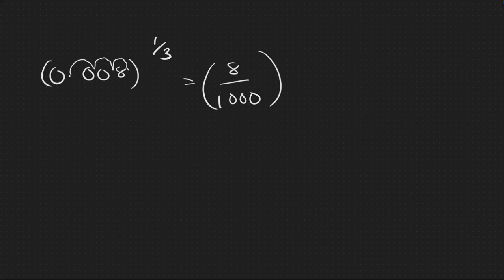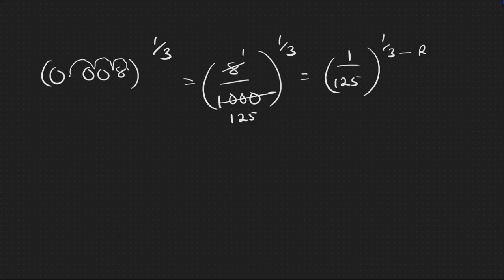Another example is 0.008 to the power of 1 over 3. So converting this, we're going to move this 1, 2, 3. So it's going to be 8 all over 1, 2, 3 zeros, to the power of 1 over 3. So if you divide this, 8 here is 1, 8 into 1000 is 125. So we're going to have 1 all over 125 to the power of 1 over 3. So remember that this becomes a root, right? Which is the cube root of 1 all over 125.